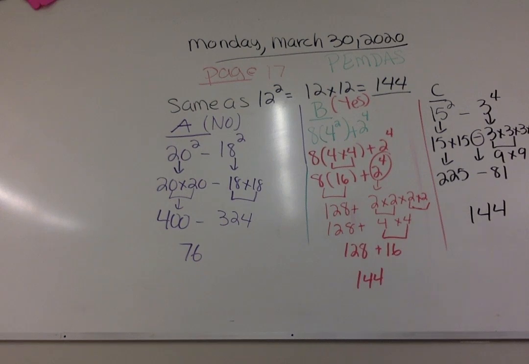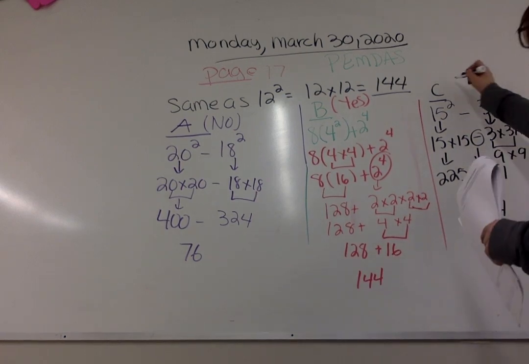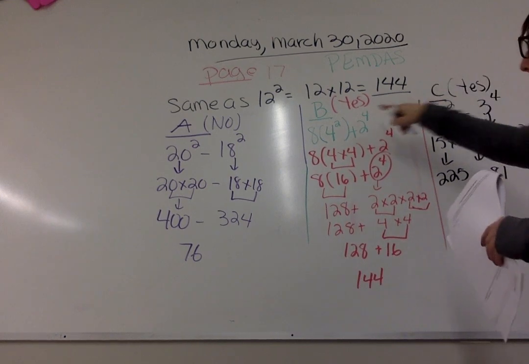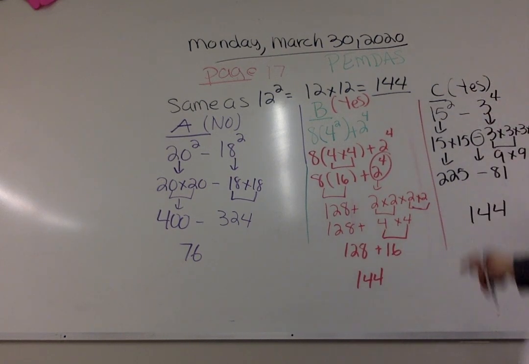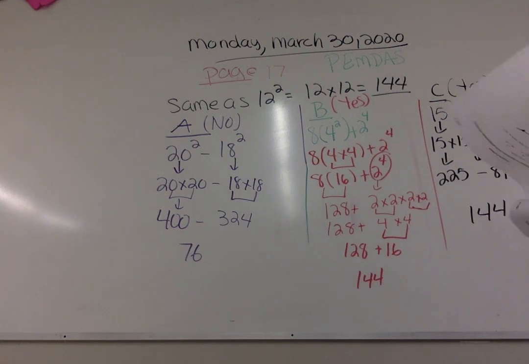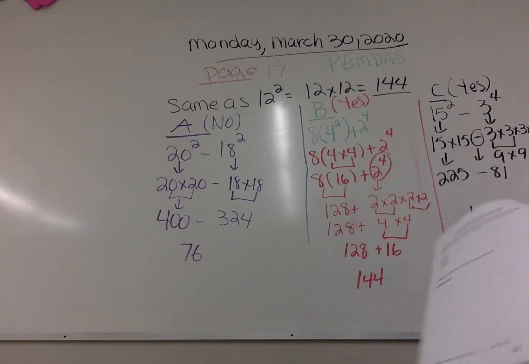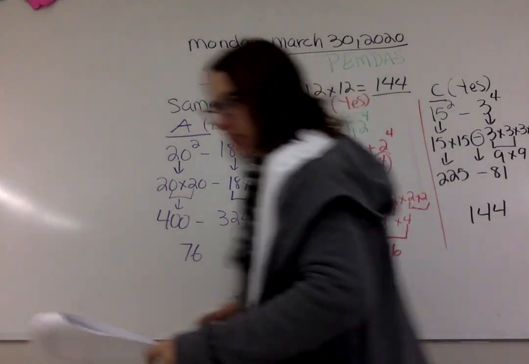So we can conclude that the expressions that are equivalent to 144, which is 12 squared, are expressions B and C equal 144. Okay, we're going to now turn, the next page you can do on your own. We did that one. We're going to turn to page 21 now when you're ready on this lesson.